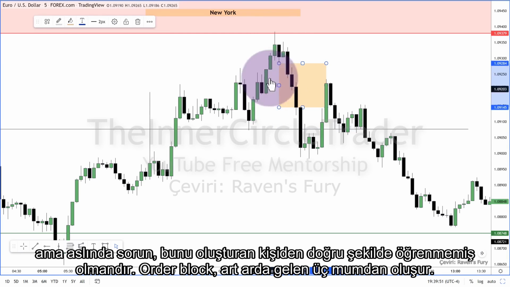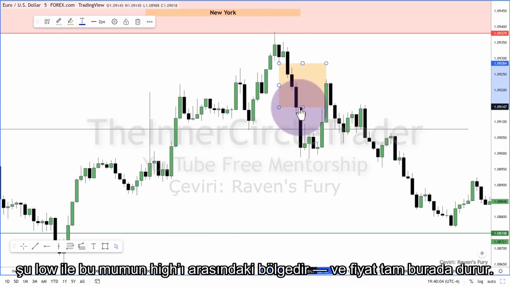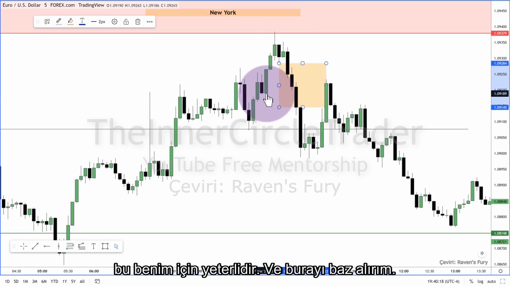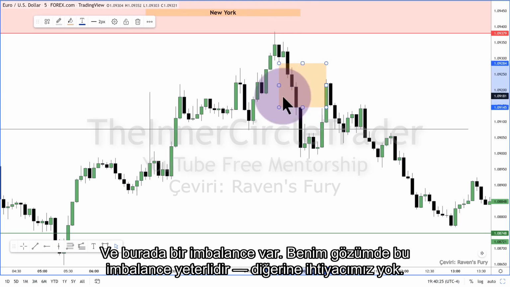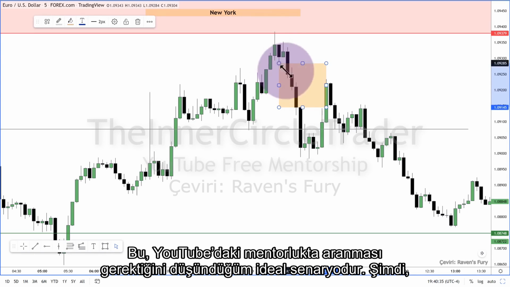The order block is all 3 consecutive candles. The reason why this last up close candle is not even traded to is because the higher time frame parent imbalance, that 15-minute time frame, which is being shown here, that range of that low and that candle's high here, it stops there. So there's no necessity for it to trade up into that last candle. So if it trades up into this candle here, the bottom one, the last one of the 3 going up, that's enough for me, and take that over here, and then we have this imbalance. So in my mind, this imbalance is sufficient. We don't need this one, and you wouldn't expect that last up close candle to be traded to. So this is the ideal scenario that I think the mentorship on YouTube should be looking for.